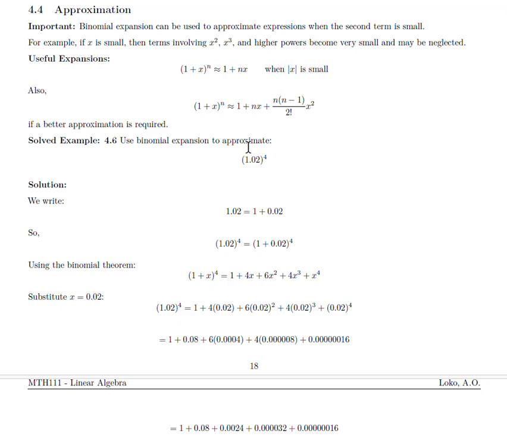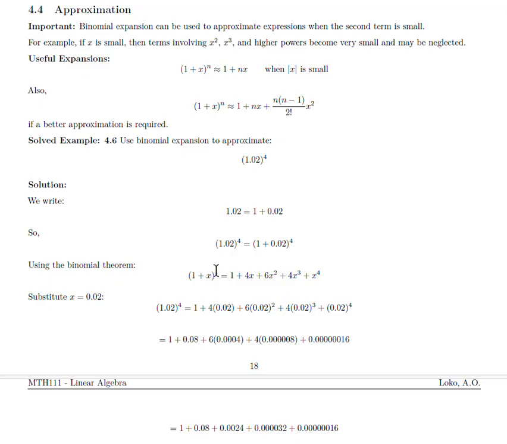Use binomial expansion to approximate 1.02 raised to power 4. 1.02 can be rewritten as 1 plus 0.02, and so our initial question can now be expressed as a binomial, (1 plus 0.02) raised to power 4, and then we can apply our binomial expansion on this to get an approximation. That's what we're saying.